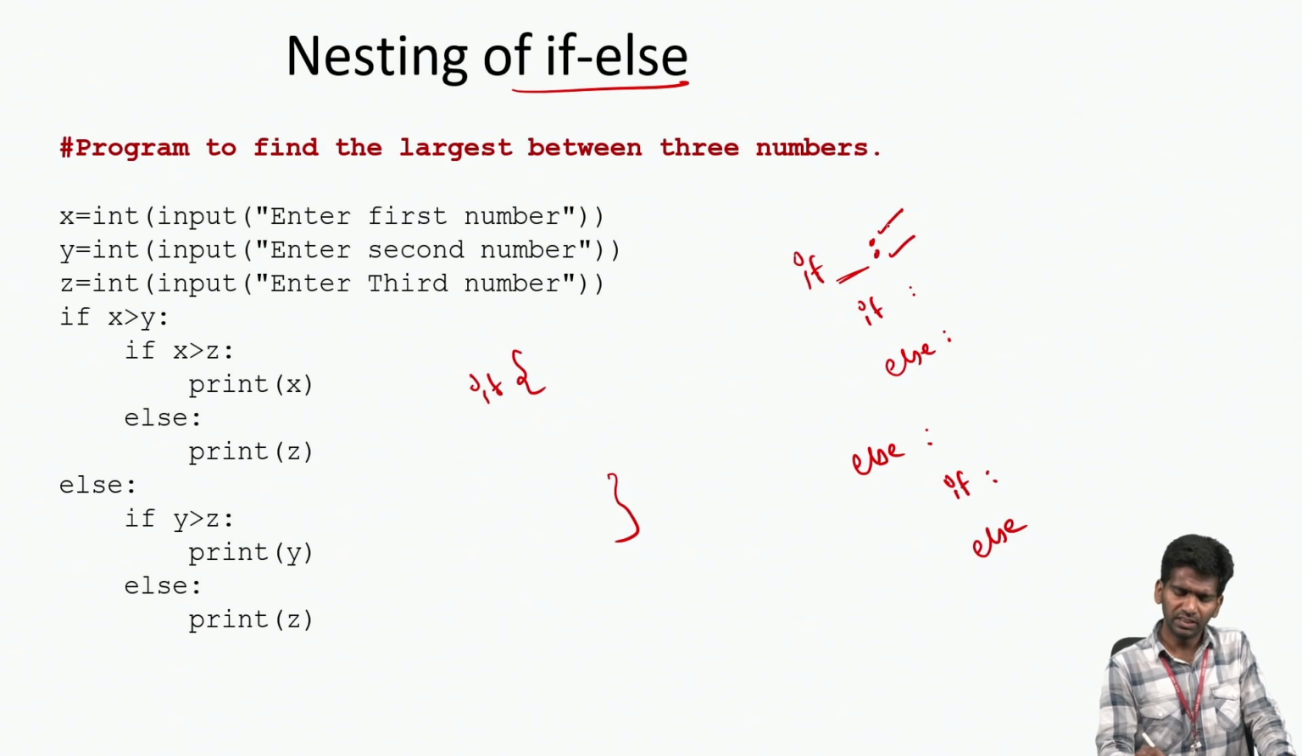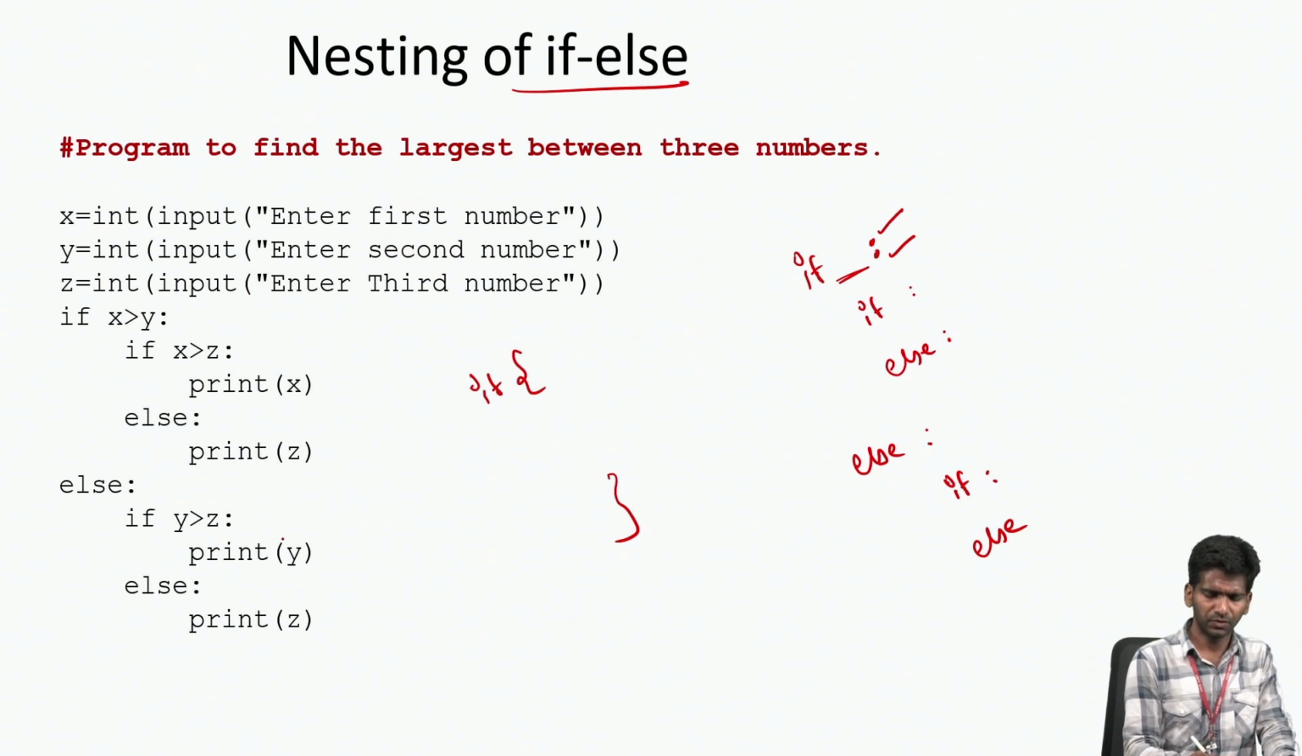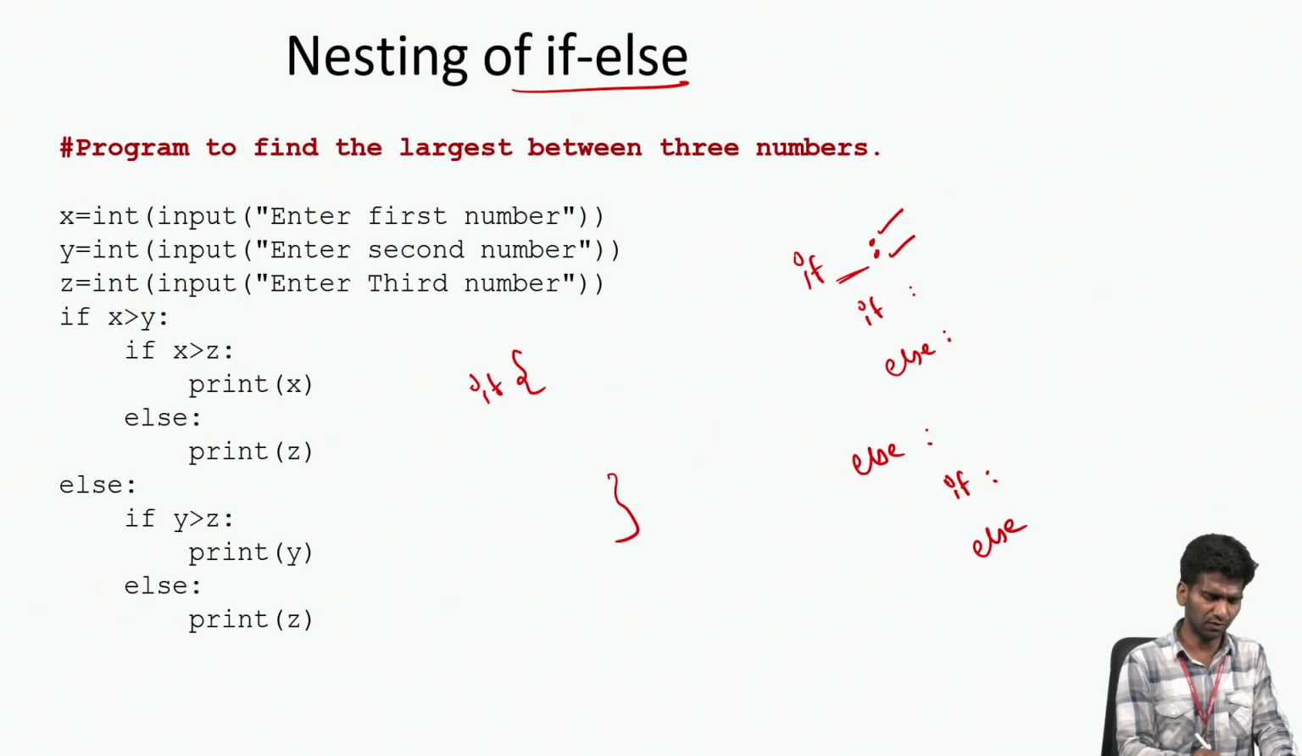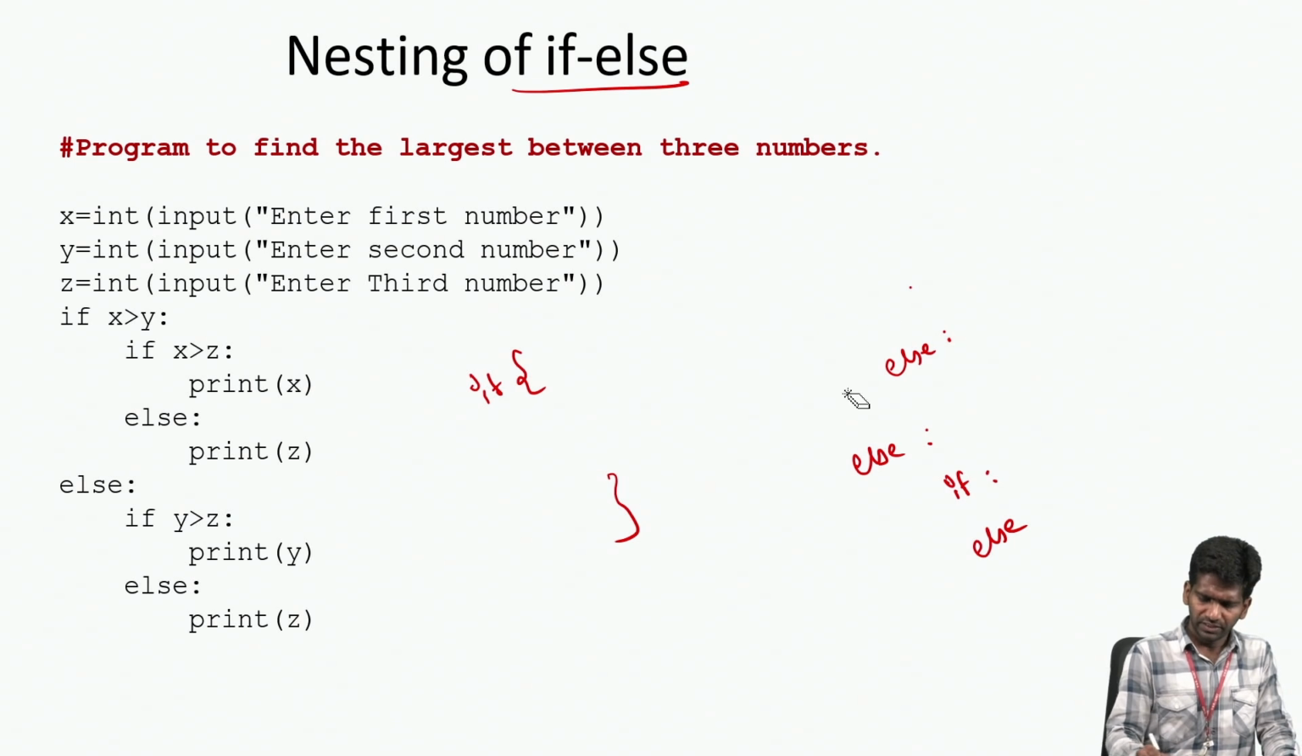In this if, I am having another if else. You can see here, largest between three numbers. This is nested if else: an if else present in another if else statement. Another if or another else also you can have like that. That is nesting of if else. Next we will be having the elif statement.